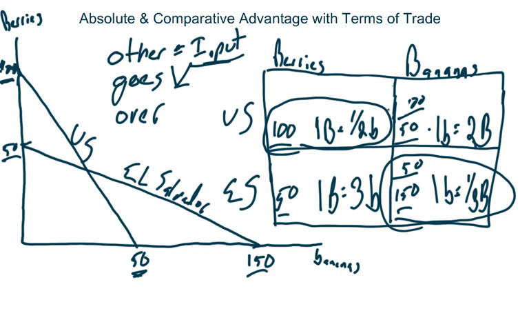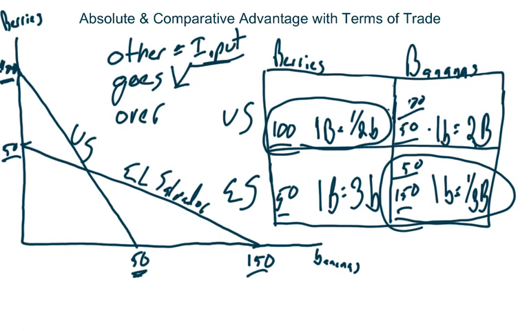Why? Because they only give up 1/3 of a berry when they produce one banana, while the United States loses 2 berries for every banana that we produce. We want to pay 33 cents instead of $2. So, of course, that means El Salvador will have the comparative advantage in bananas.